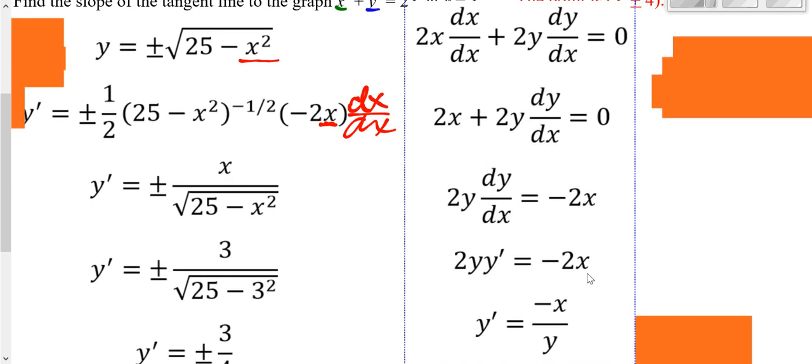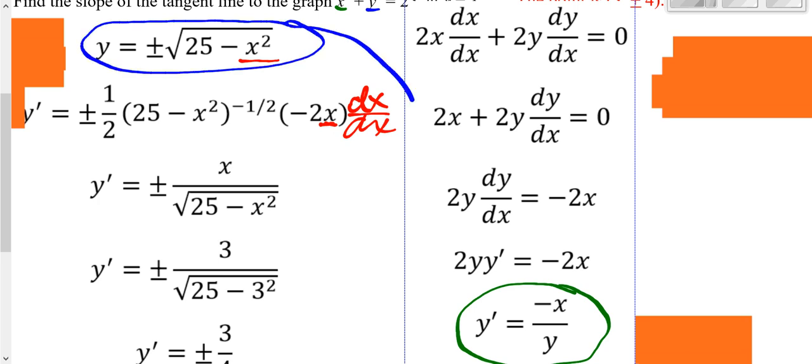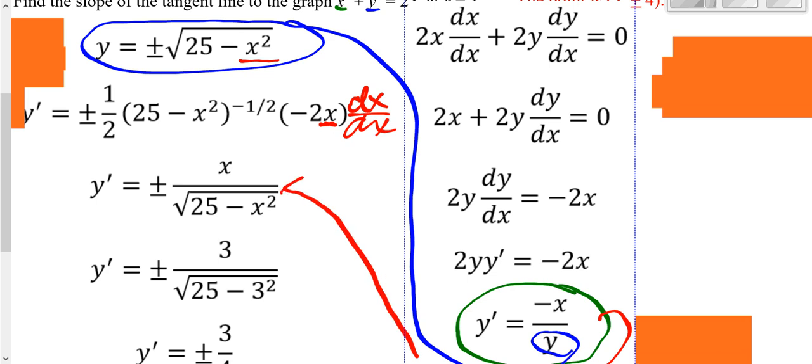Okay, so if we look here, you notice this is our derivative. However, if we take what y is right here and plug it in right here, when we substitute that in, it gives us what we have right here. So that's another way you could look at it: it's really the same thing, just written differently.